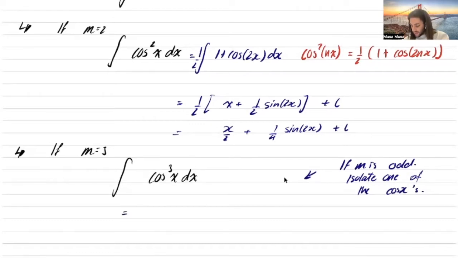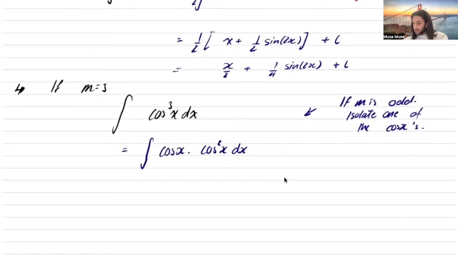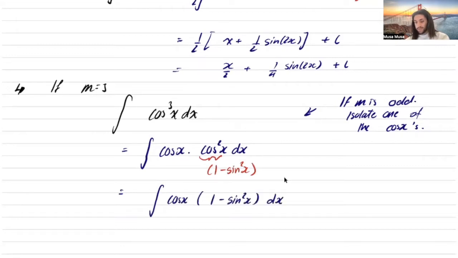If I isolate one of the cosines, I get the integral of cos x times cos squared x. I can use my Pythagorean identity for cos squared and rewrite this as 1 minus sine squared x. Then my integral becomes the integral of cos x times 1 minus sine squared x dx. Why would I bother doing this? Because now I can use a careful u-sub to show that this is actually just reverse chain rule.